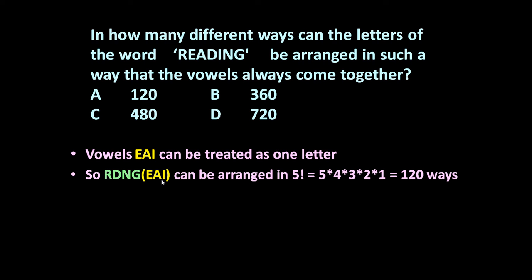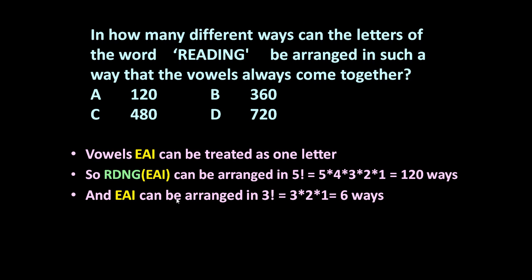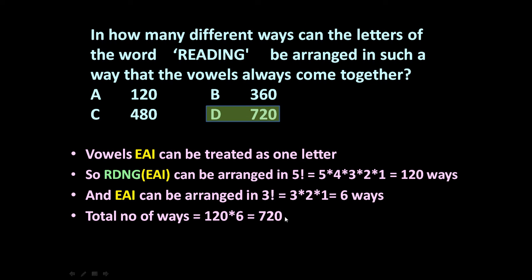But these 3 vowels E, A, I can also be arranged among themselves in factorial 3 ways. Factorial 3 means 3 into 2 into 1, which is equal to 6 ways. It means the total number of ways is equal to 120 into 6, which is equal to 720. So the letters of the word READING can be arranged in 720 ways in which the 3 vowels will be together.